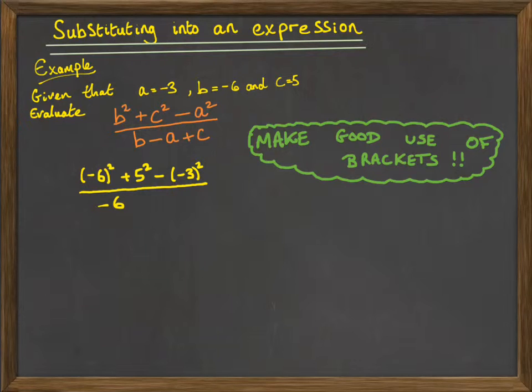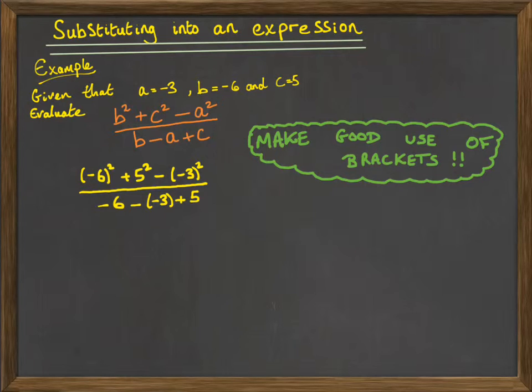In the denominator, the first thing is b, which is minus 6. I don't really need a bracket here, it's the first part of the denominator, so I'm just going to write it as minus 6. The next part is minus a, but a is a negative value, so I shall put that in brackets to give me minus negative 3. And last but not least, we've got plus c, and c is a positive value, so I can just write it down as plus 5. Please check at this moment in time that you're happy with why I've used the brackets in the particular places that I have. Now it's time to evaluate.